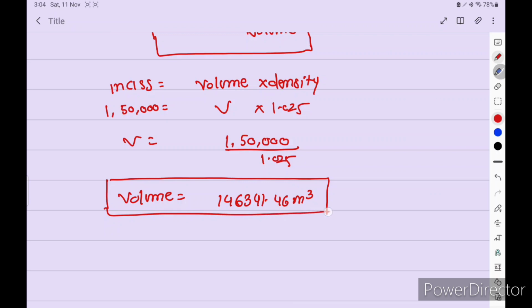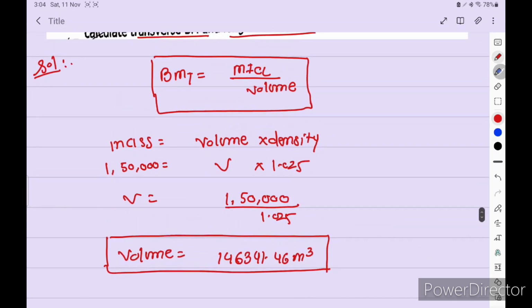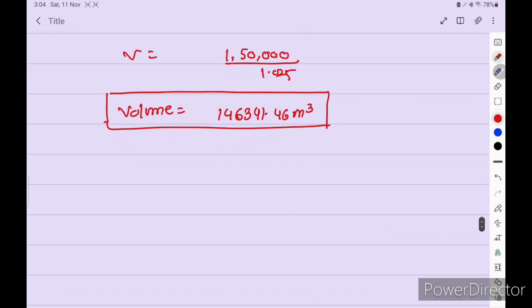Okay, so in the formula we discussed, BM transverse is equal to moment of inertia about the center line upon volume. We have got the volume. Now we need to find MICL, the moment of inertia at the center line. Okay, then we find out these ordinates.